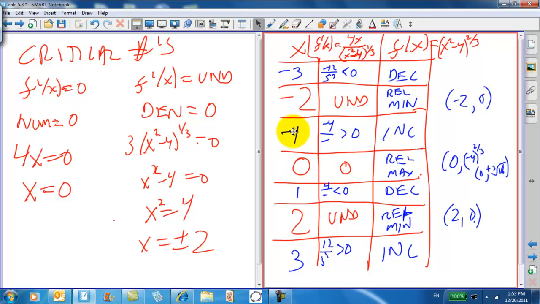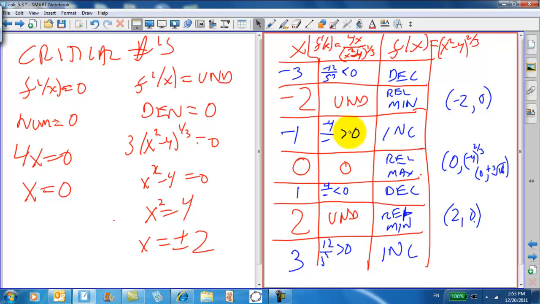And here, when I put negative 1 in for x, I get negative 4 over a negative number, so that's positive. The derivative is positive, means the original function is increasing. So since we change sign from a negative derivative to a positive derivative, that means the function went from decreasing to increasing, so it goes down and comes up, and that means we have a relative min at x equals -2. And I put -2 back into the original function to see that the y-coordinate is 0 there.